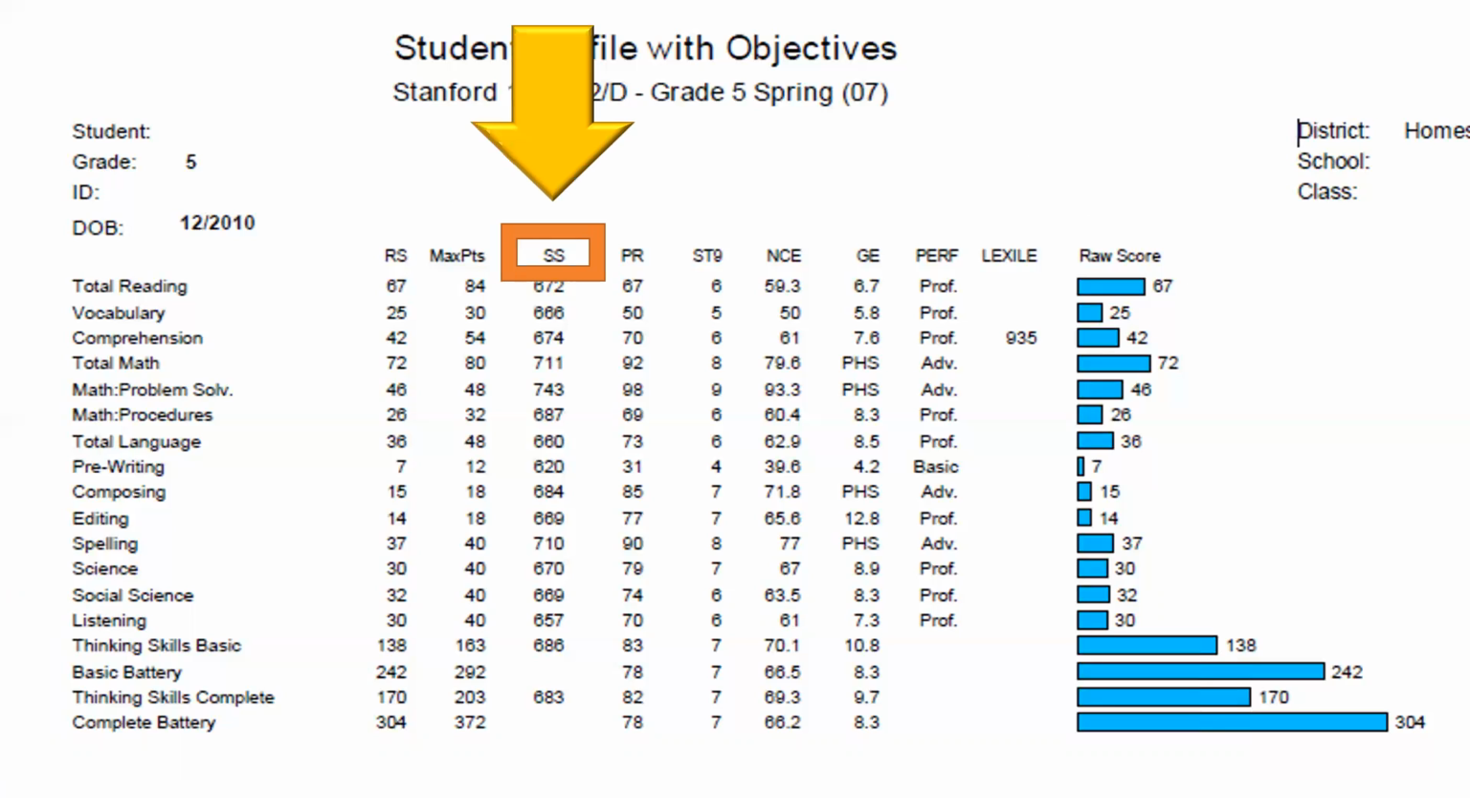SS stands for scaled score. The scaled score is based on the actual number of questions your student answered correctly. Your student's raw score, the actual number of questions they got right, is converted to the scaled score based on the difficulty level of each question, hence the name scaled score.